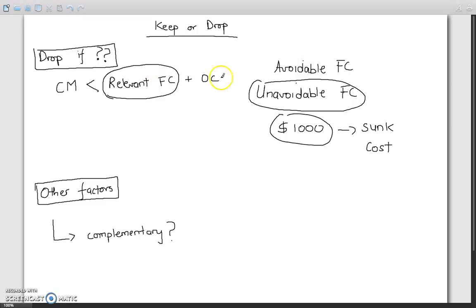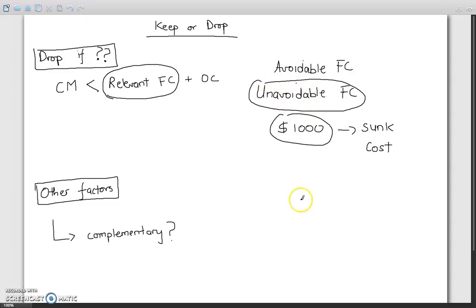So relevant fixed costs are avoidable fixed costs. You want to consider anything that happens in this region, the avoidable region. When you're deciding whether you want to drop or keep a department, you want to see if the unavoidable fixed costs are too much for you to handle.